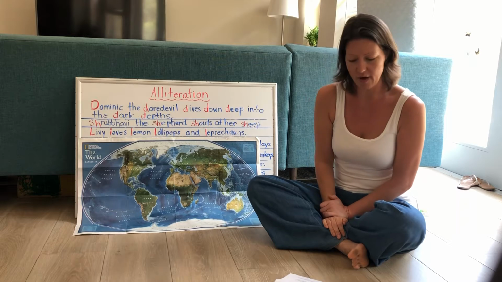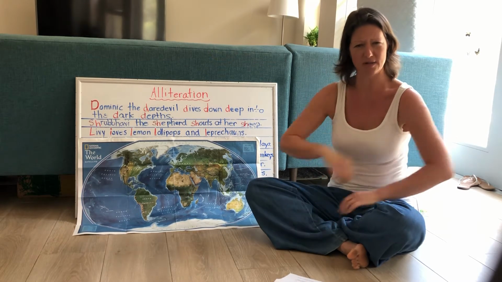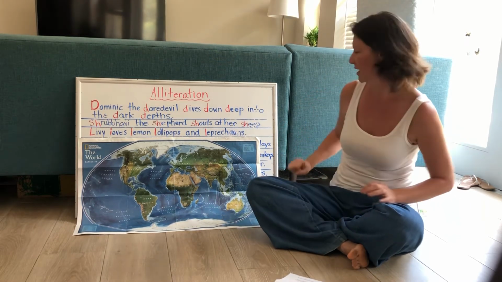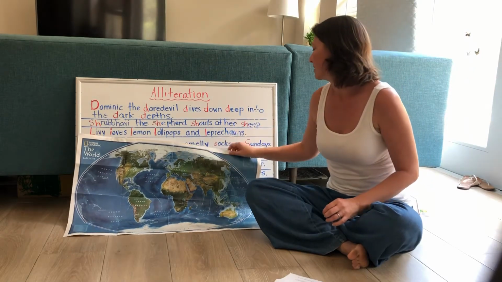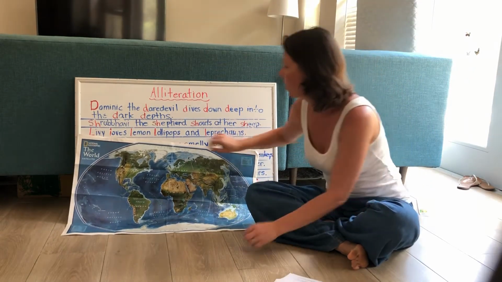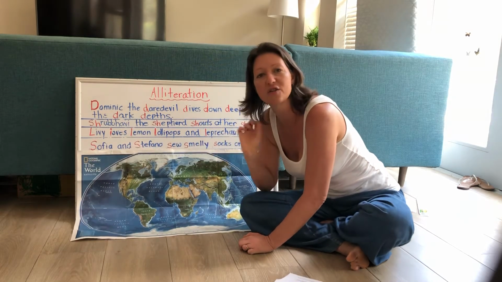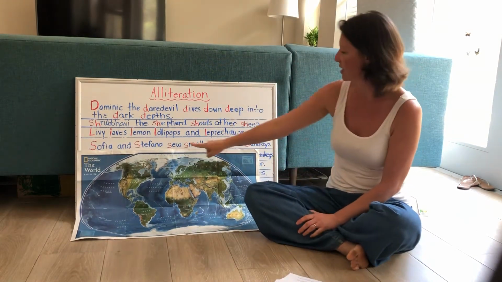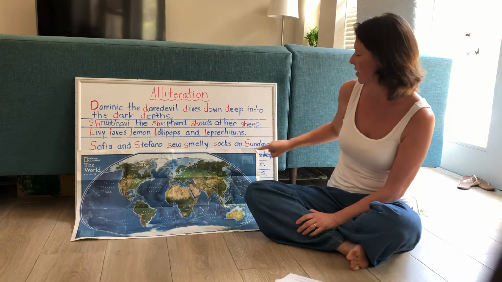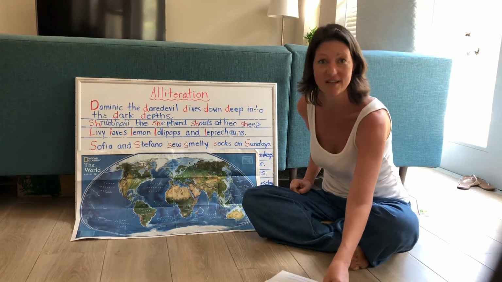Sophia and Stefano sew smelly socks on Sundays. Poor Sophia and Stefano. What's the sound that most of the words in this sentence start with, creating alliteration? That's right. S. Look at all those s in one sentence. That's a lot.